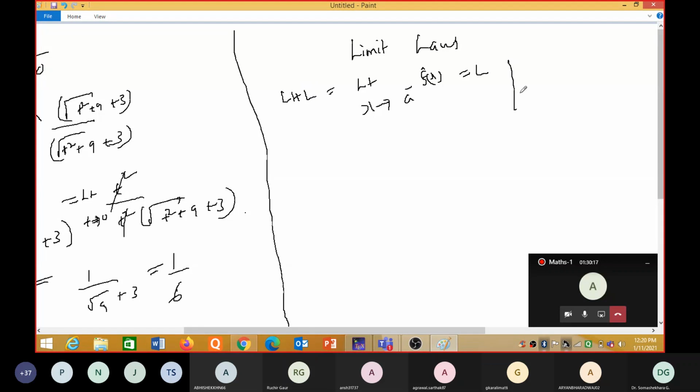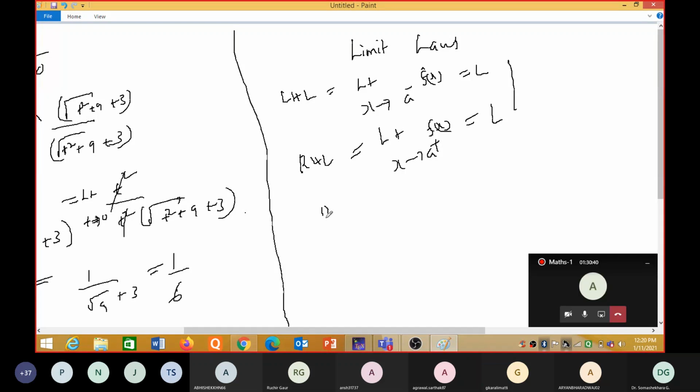Similarly, the right hand limit, how do you write it? Limit x tends to a plus, f of x is also L. Both exist and are equal. In that case, we can say the limit exists. So the laws of limits I will tell you.